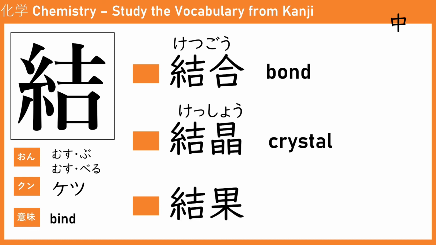This one is kekka. Ka here means fruit. So the fruits that bind with your work means the result. Kekka. Here you got ketsugō and you put lots of things in the front. For example, kagaku, chemistry. Kagaku ketsugō, which means chemical bond. You put hydrogen, 水素結合, you got hydrogen bond, like that.